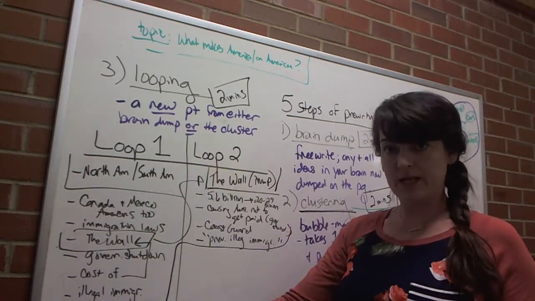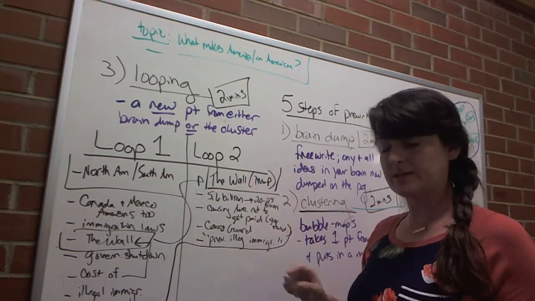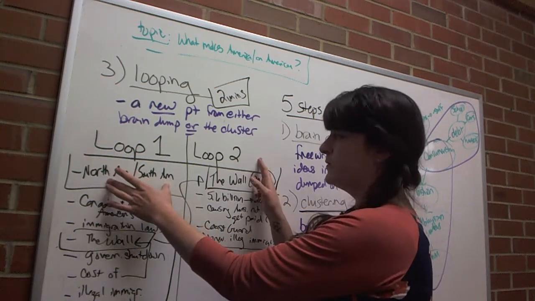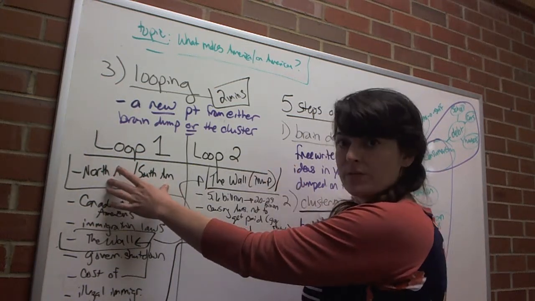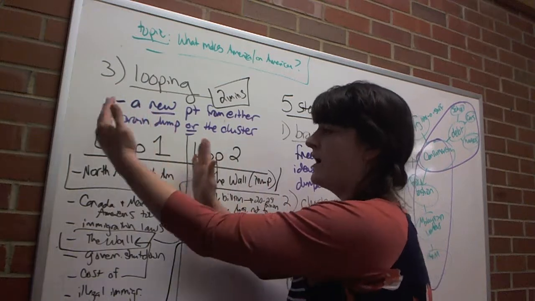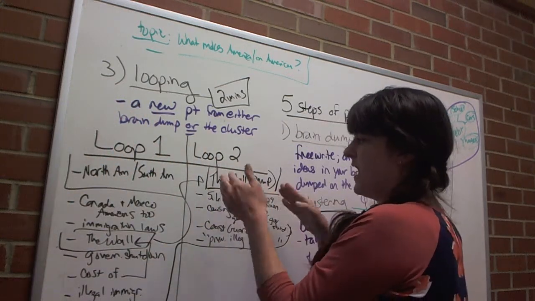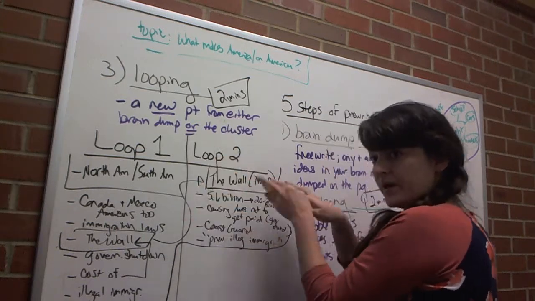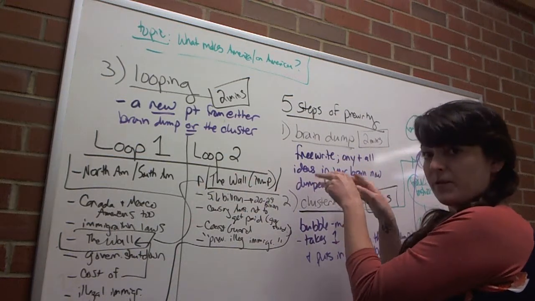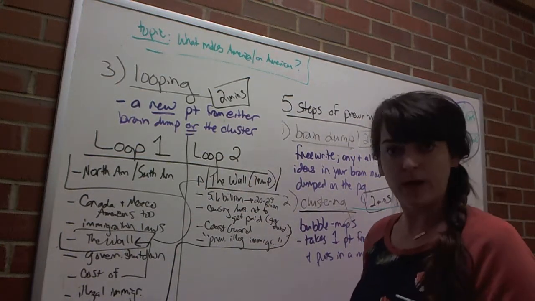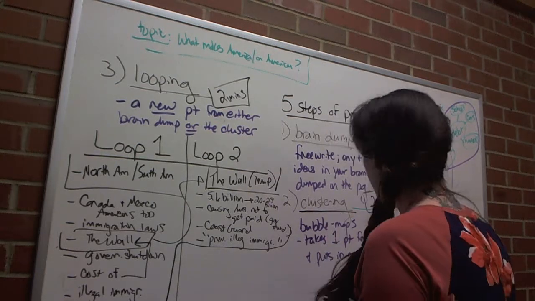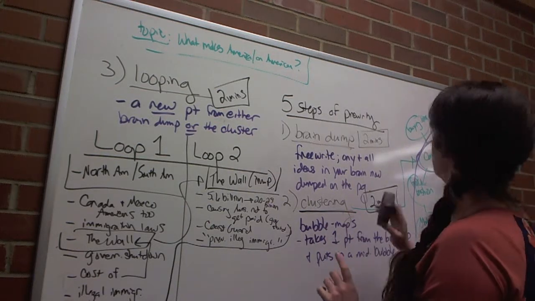Loop 1, 2 minutes. Loop 2, 2 minutes. The thing with looping, though, is that loop 2 and loop 3 and loop 4 and loop 5, however many times you loop, have to stay within loop 1, right? So loop 1 pulls over to loop 2, and then you have to take one thing from loop 2, put it into loop 3. One thing from loop 3, and we have nothing else to say, right? So that's how that works. Okay, so brain dump, cluster, and looping.